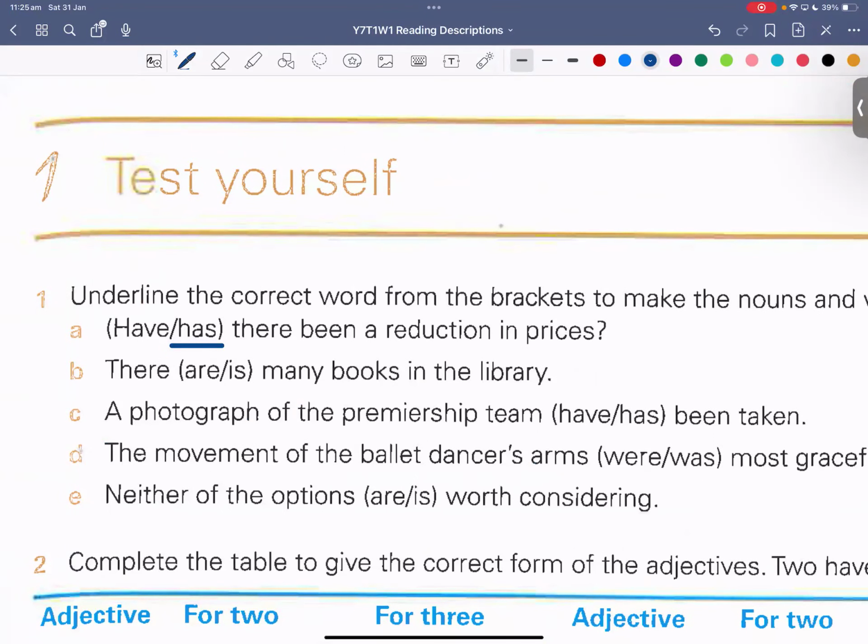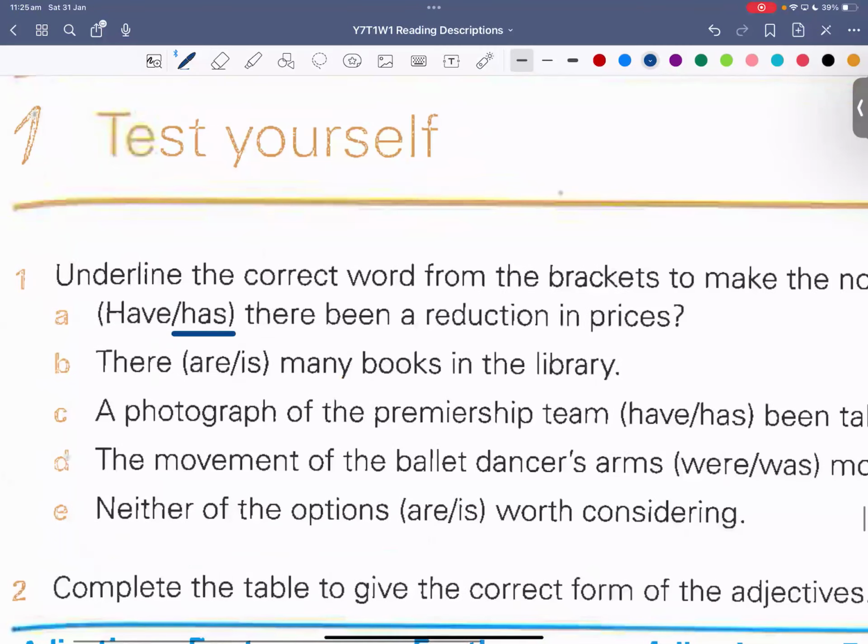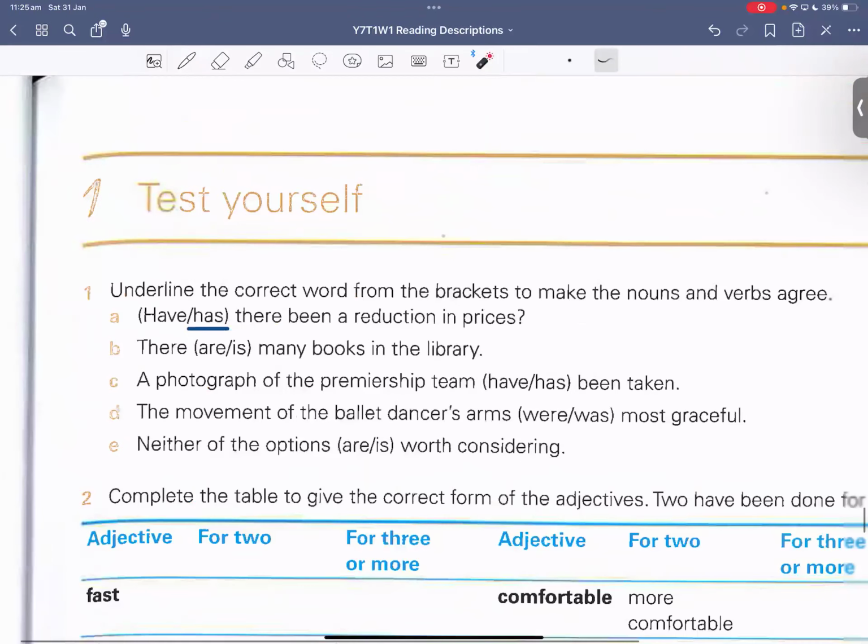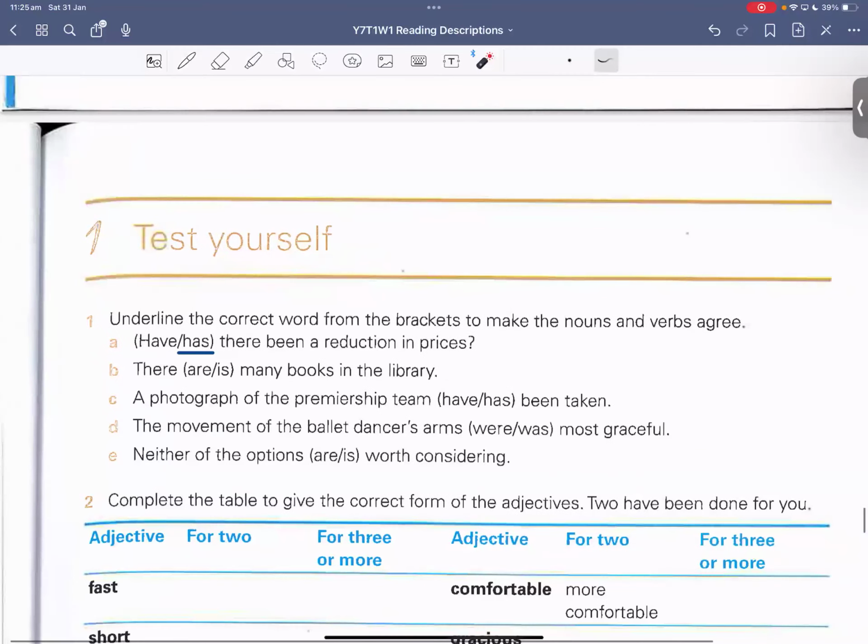Yeah. "Have" does not make sense. But why? The reason is have is for plural subjects, has is for singular. They're talking about the reduction here. Is that singular or plural? Singular. So the answer is has, which is for singular subjects. Does that make sense, guys? You've got to be 100% sure on why, so we never make the mistake.